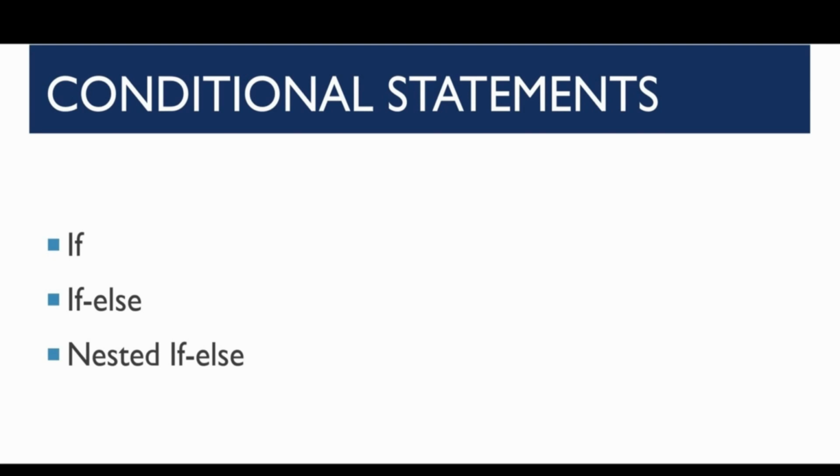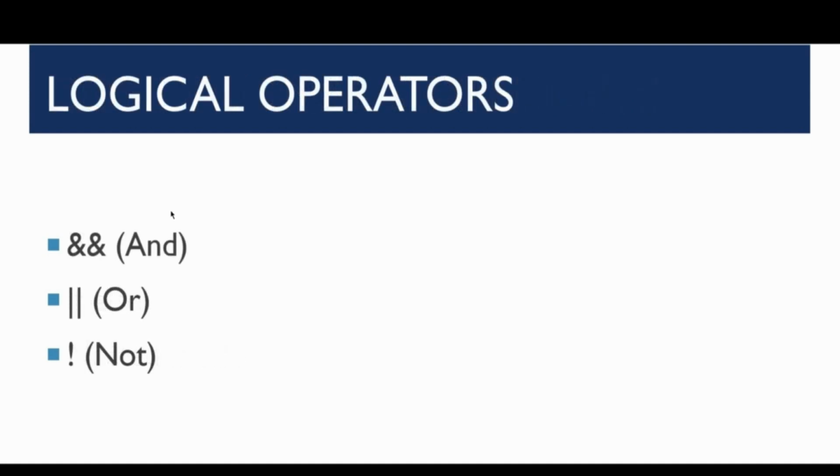So there are basically two types of operators used in it, among which the first one is the logical operator. So what is a logical operator? It actually creates a logic between two things. There are three types of logical operators, which include and, or, and not.